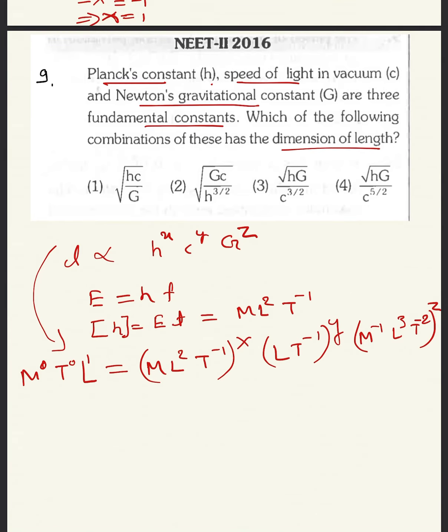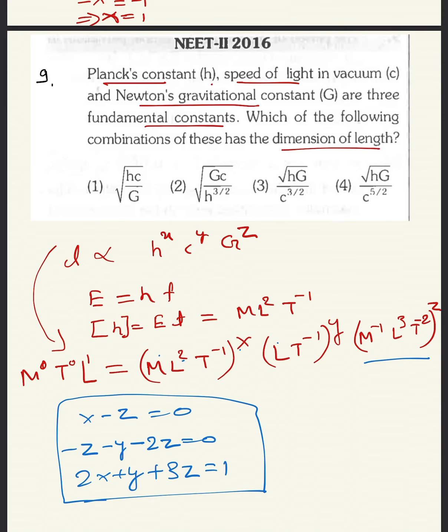Here I will write m to the power x, so x minus z, and here no m, is equal to 0, that is x is equal to z. Now t to the power 0, so minus x minus y and minus 2z, so minus x minus y minus 2z is equal to 0. Also again you will see 2x plus y, and here in the last 3z is equal to 1. And now I expect you to solve this equation.